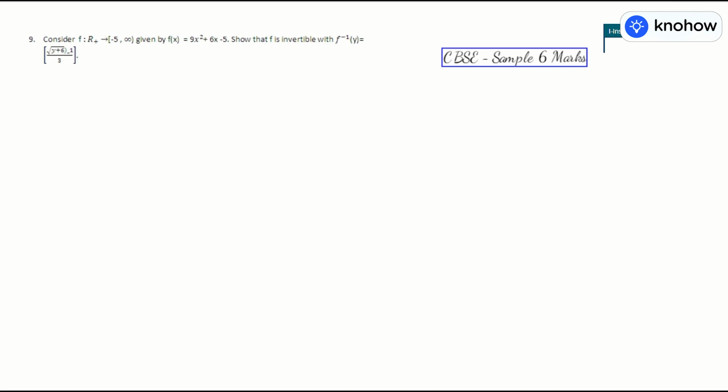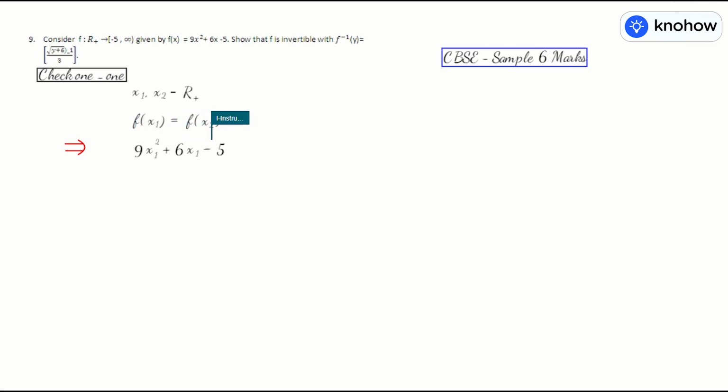First of all, let us check that the given function is 1-1. For that, you take any two numbers, x1 and x2, in the set of non-negative real numbers, that is, belonging to R plus, such that f(x1) equals f(x2). What is the definition of f(x)? 9x squared plus 6x minus 5. So it is 9x1 squared plus 6x1 minus 5 equal to 9x2 squared plus 6x2 minus 5.